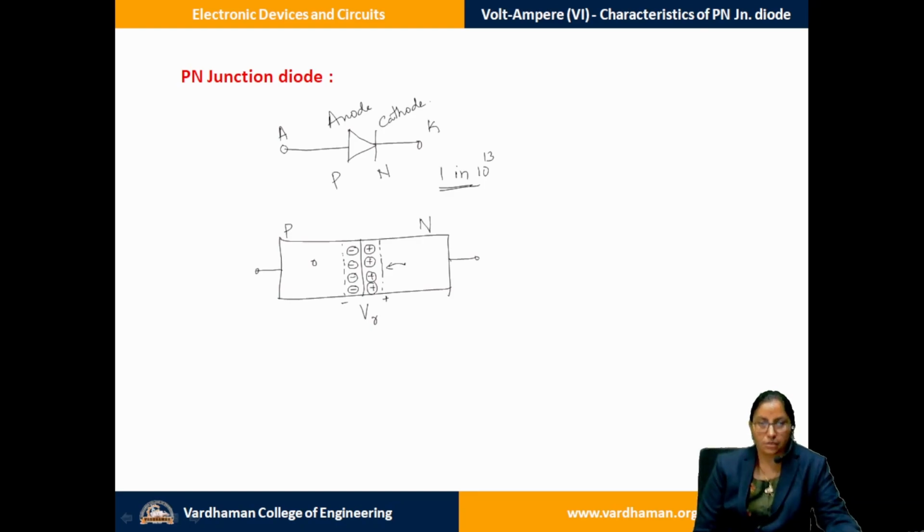It is exhibiting certain potential, so it's called potential barrier. So this is how we have a basic PN junction diode and its structure. Let us see the working of this by applying proper biasing.